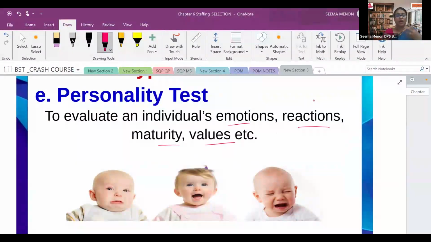Then their arrogant reaction: rather than responding, they will be reacting. Then maturity level, how capable they are to do the work from the basic level, sometimes even bottom level, whether they will be able to accept that type of work or not. Values, whether they work with ethics or not. These are covered in the personality test.